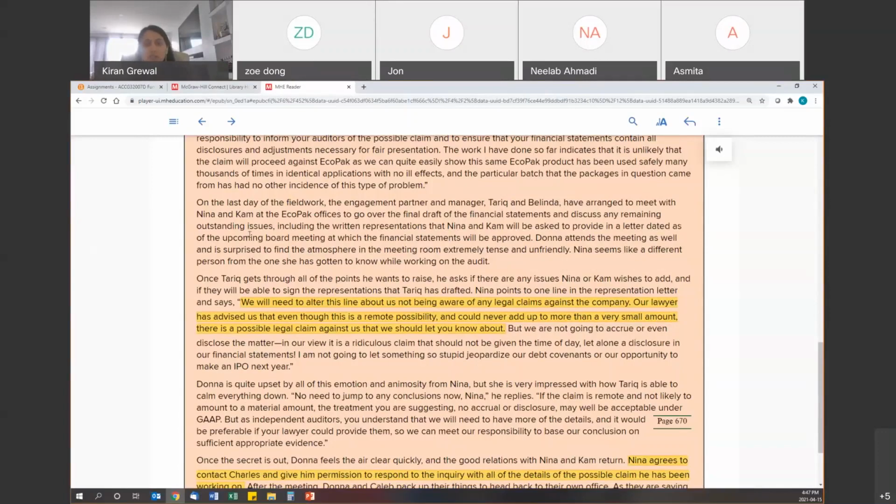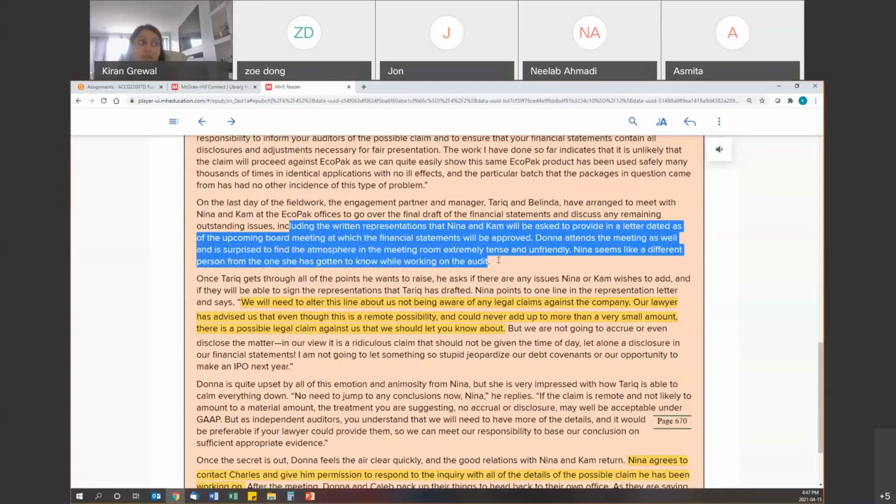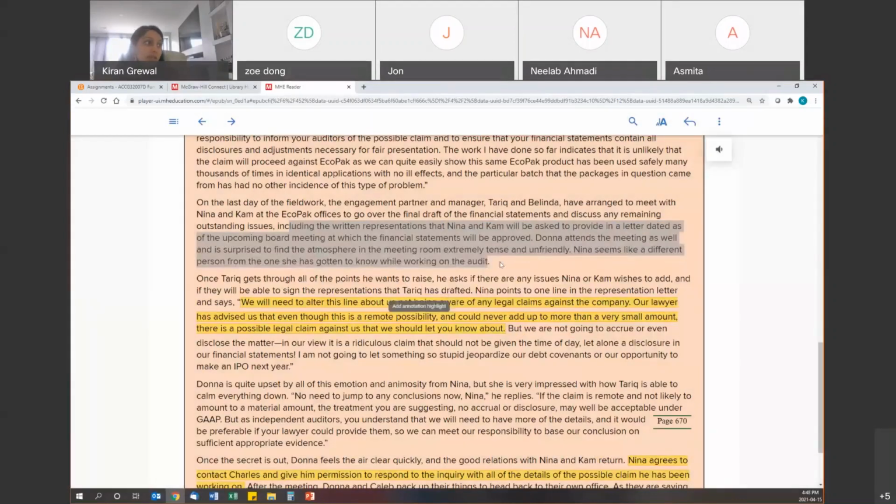So usually it's an ending kind of meeting with the auditors to discuss anything outstanding, including those written representations that Nina and Cam will be asked to provide in the letter. Okay, so again, like I said, there's a written management representation, where management, or in this case, Nina and Cam, are writing a letter saying that everything's correct that we've told you, basically.